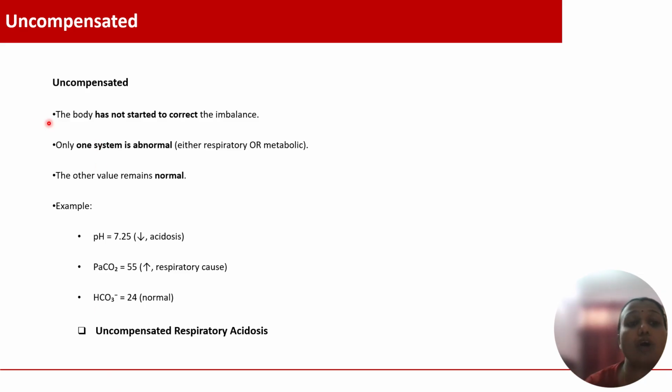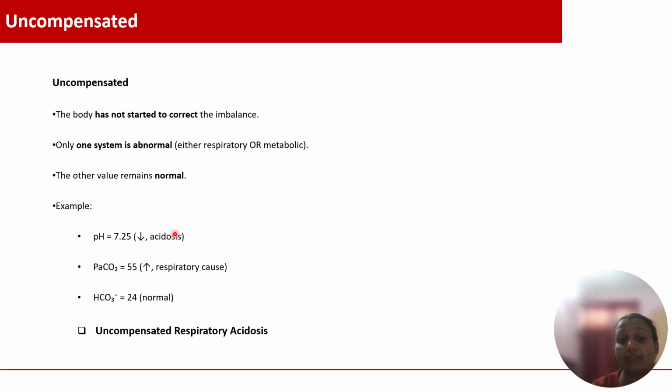Okay, so uncompensated: the body has not started to correct the imbalance. Only one system is abnormal, either respiratory or metabolic, and the other value remains normal. For example, I have given here a pH of 7.5, that is the acidosis condition.